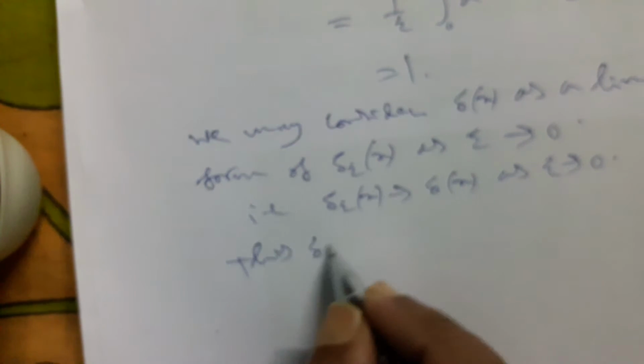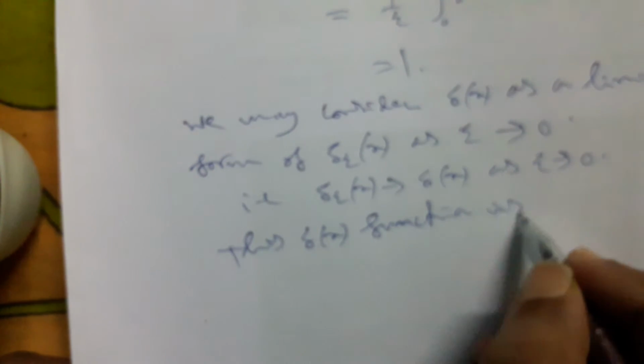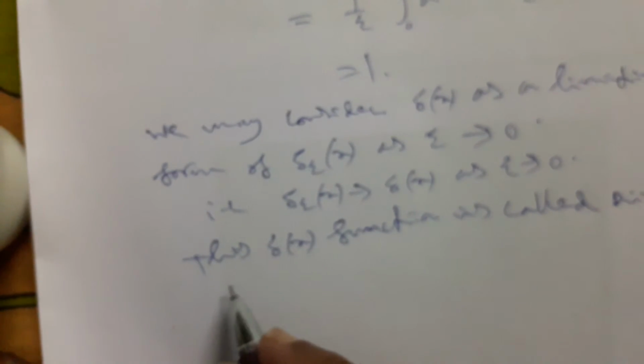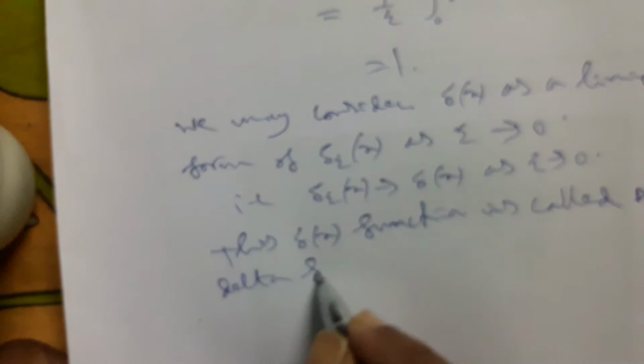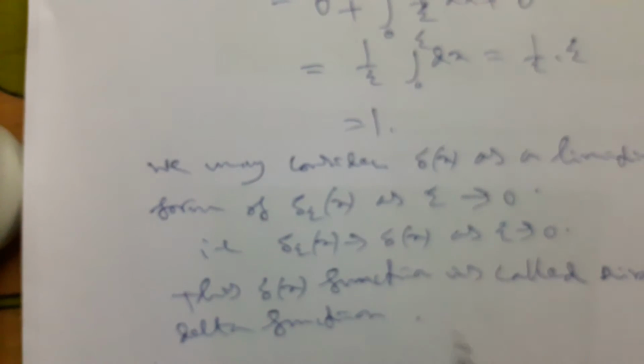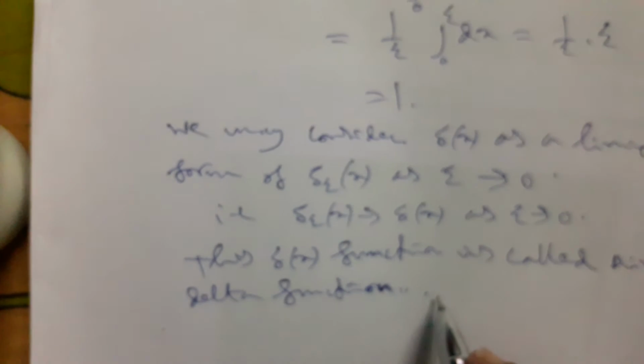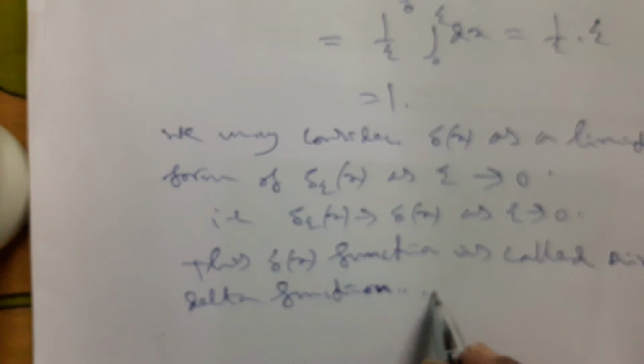This delta x function is called the Dirac-delta function. And this Dirac-delta function has huge applications in the impulsive force and basically in many parts of physics and in many parts of applied mathematics, and it is very, very important.